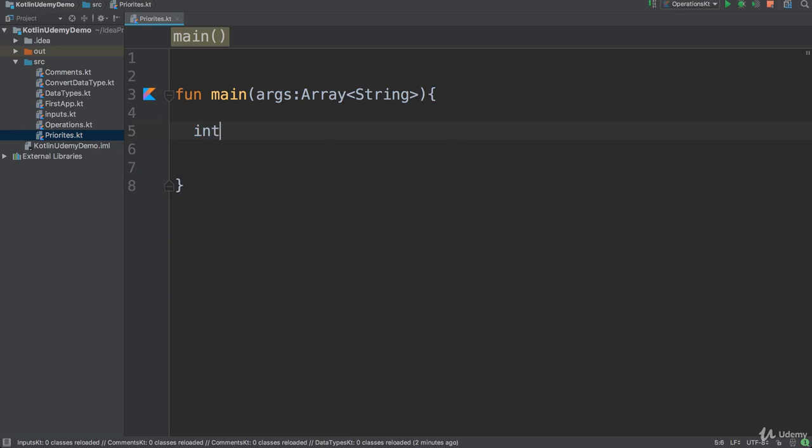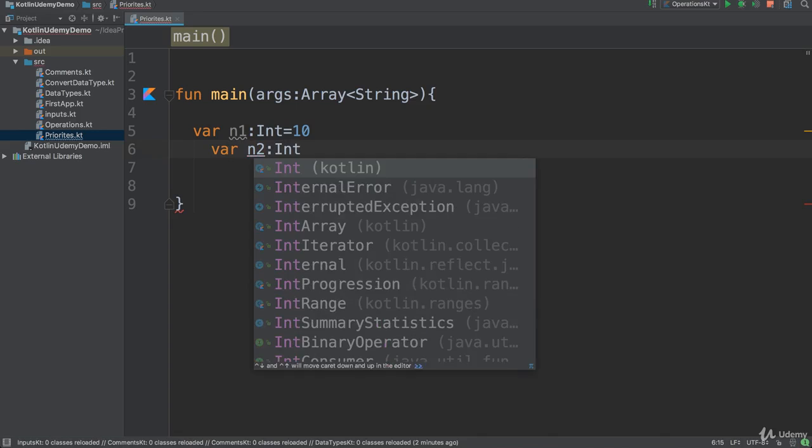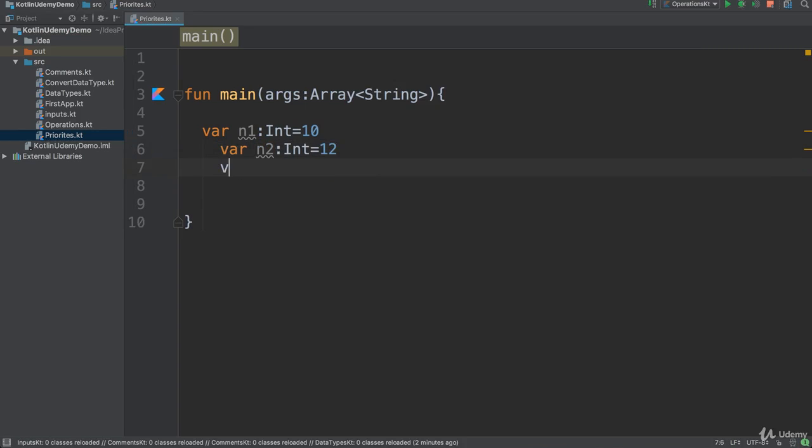So think about you have integer. Sorry, always I write integer. I'm coming from Java background, so sorry. I just write variable var. var number1 should be integer and have value 10, and also have variable number2, also integer and have 12, and I have variable number3 should be also integer, should be 5.